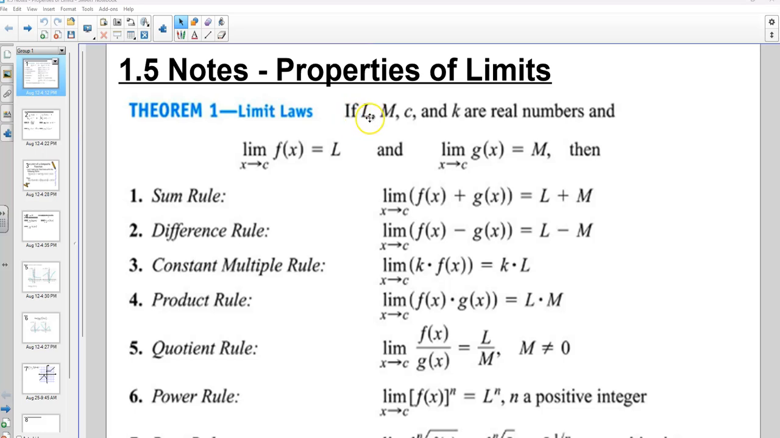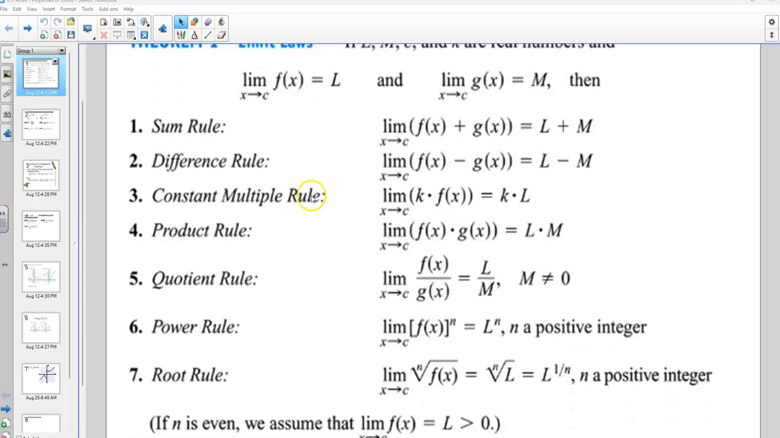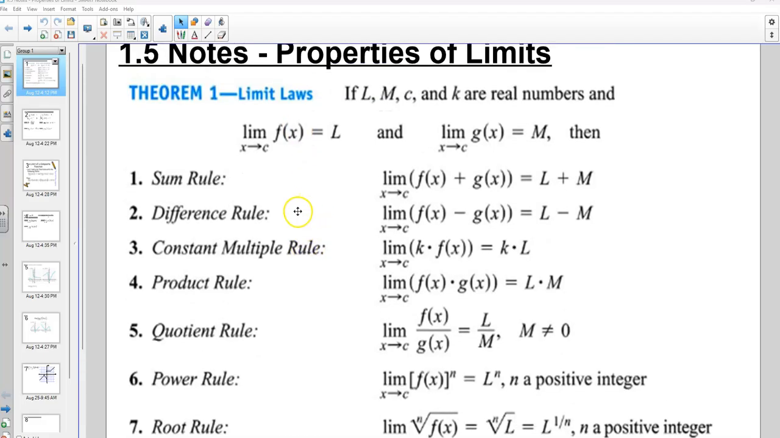So capital L, M, c, and k are all real numbers in this. I just took a screenshot of what comes from the book. So your limit laws here, you have a sum rule. That just tells you if you know the limit as x approaches c of f of x is L, and you know the limit as x approaches c of g of x is M, what it's telling you is you can just take the limit of those two expressions separately and add them together. So if you are doing the limit of two functions added together, it's just the limit of each function there.